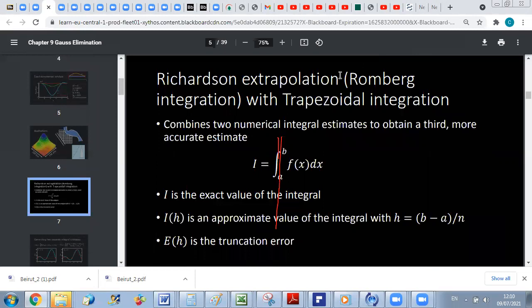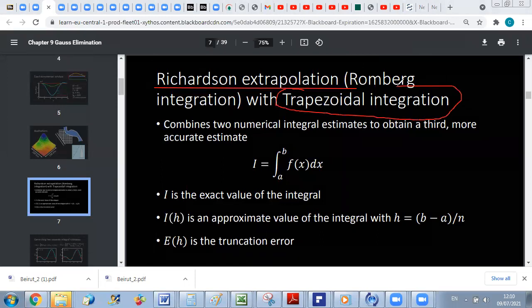So now, let us start with Richardson extrapolation, also called Romberg integration. And this extrapolation, as I told you before, can be applied to any technique that we developed in the previous chapter. In the previous chapter, we considered trapezoidal integration, Simpson's 1/3 integration, Simpson's 3/8 integration. All of these methods can be used with Richardson extrapolation. The condition is that once I choose the method, I stick to it.